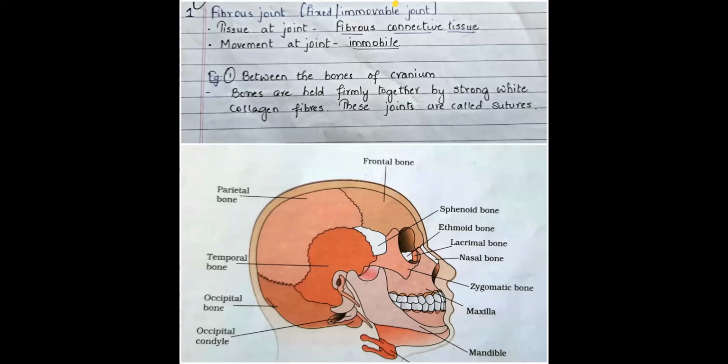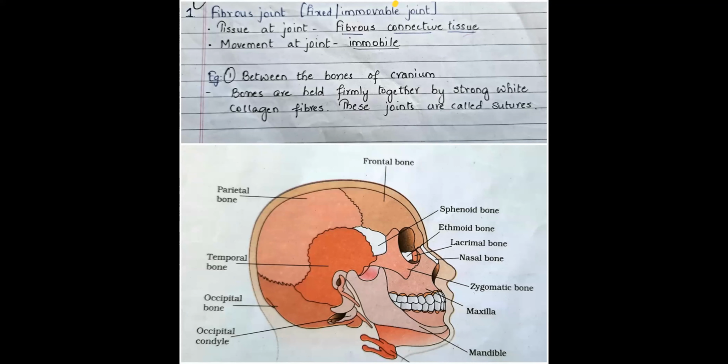Have a look at it. Fibrous joints. Which type of tissue should be present between the bones in these joints? Then the answer is fibrous connective tissue, dense fibrous connective tissue. In chapter number 7, animal tissue, particularly connective tissue, you have learned about loose connective tissue and dense connective tissue. So I'm talking about dense fibrous connective tissue, collagen fiber rich tissue. It is present between the joints.